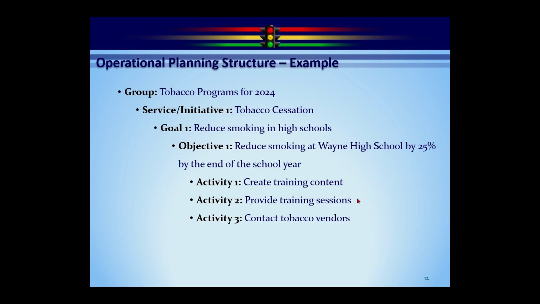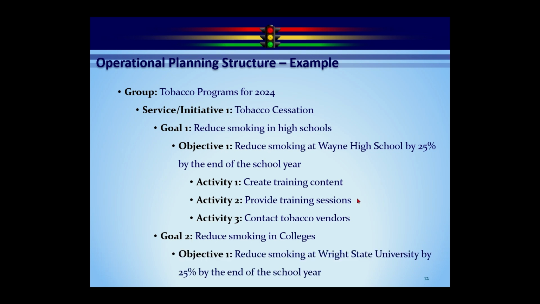In this particular case, we're going to repeat at the goal level. So we have reduce smoking in high schools. Our next goal might be reduce smoking in colleges. And then underneath that, we're going to have another plan segment like reduce smoking at Wright State University by 25% by the end of the school year. And as you can imagine, under that you'd have a similar set of activities to get there. So that is the planning process in here and the different levels.